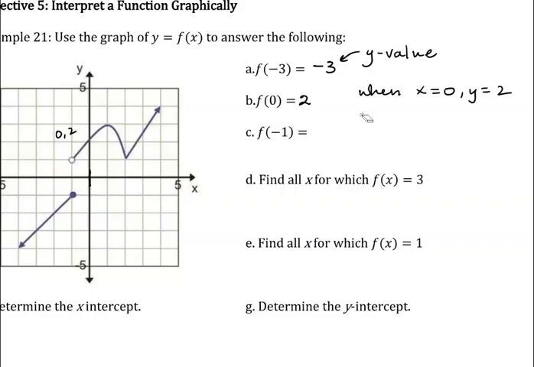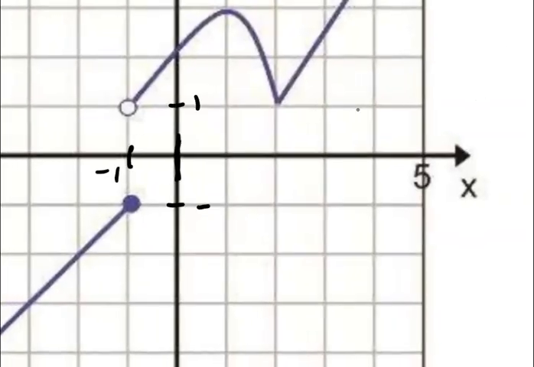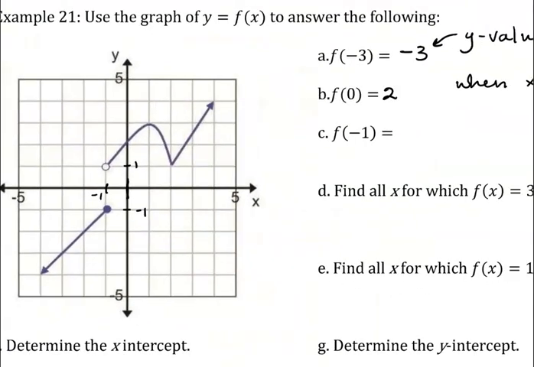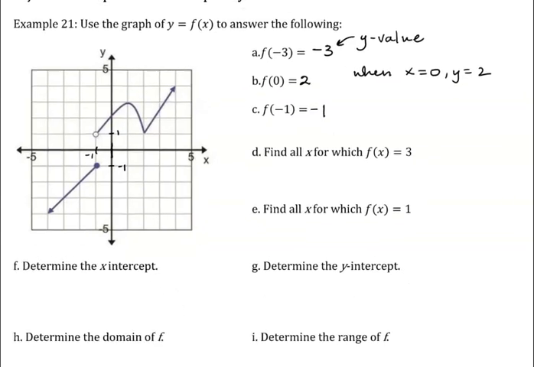What happens when we plug in negative 1? Well, here's negative 1 right here. We have to choose. Do we choose the open point up at 1, or do we choose the closed point down at negative 1? Which y value corresponds to x being negative 1? We choose the closed point. Closed means included. Open means excluded. So when x is equal to negative 1, y is equal to negative 1. So f of negative 1 is negative 1. That's the y value that we get out.